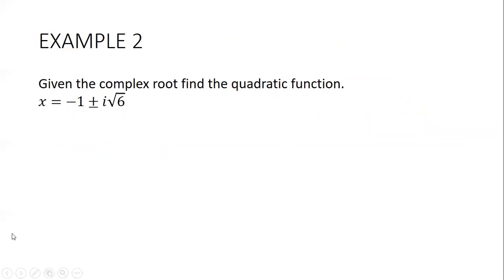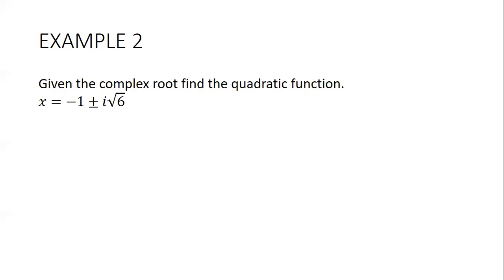Now, why is this important? Well, if I am trying to find a quadratic function and you give me the complex root, I have enough information to find the function. I don't need the vertex. I don't need the intercepts. I have enough information just from this alone to find the original function, okay?